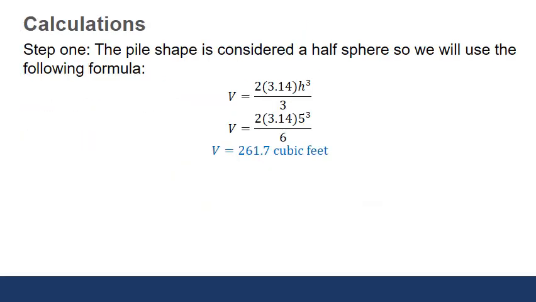The first step is to decide upon a shape to represent the piles. In this case, we will use a half sphere. Note that for a half sphere, the height will always be half of the width, because the height is the radius of the pile and the width is the diameter of the pile. The equation to calculate the volume of a half sphere is 2/3 pi h cubed. Using the formula, we get 261.7 cubic feet per pile.